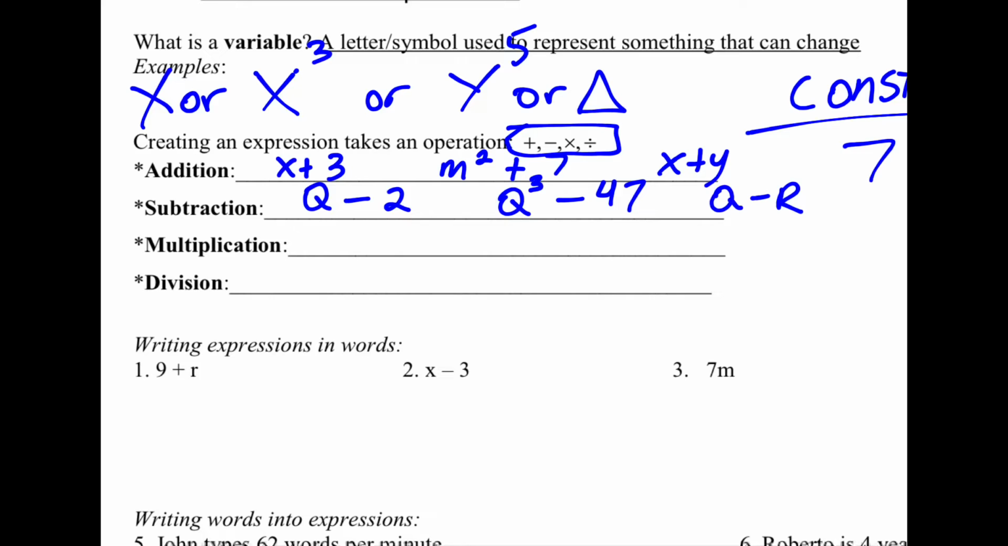What does multiplication look like? That can be as simple as 7x. It can be more like 7 times the quantity x plus 3. Division can look different, have some different looks. We can say 7 divided by x, or we can write the same thing as a fraction, 7 over x. The fraction bar means division.